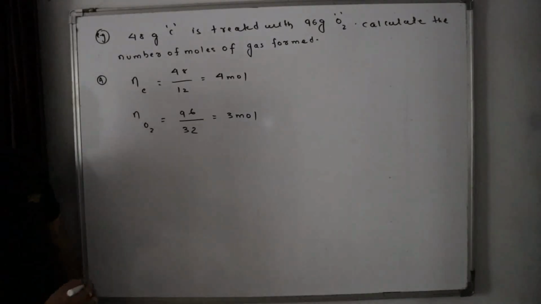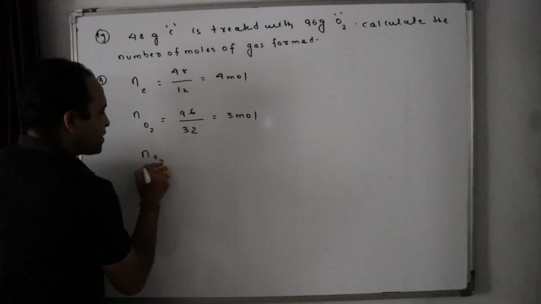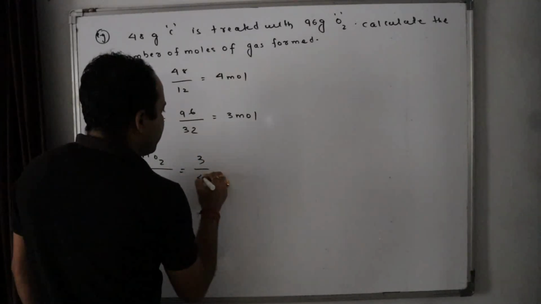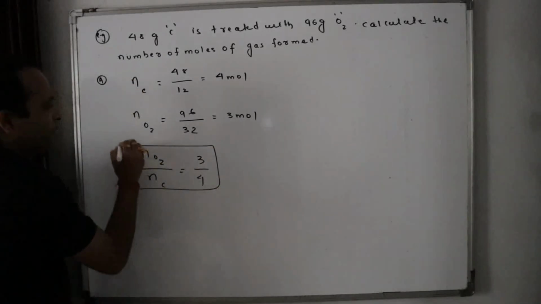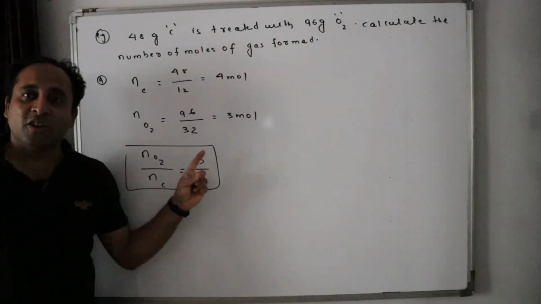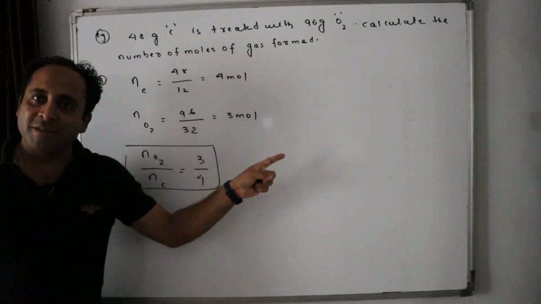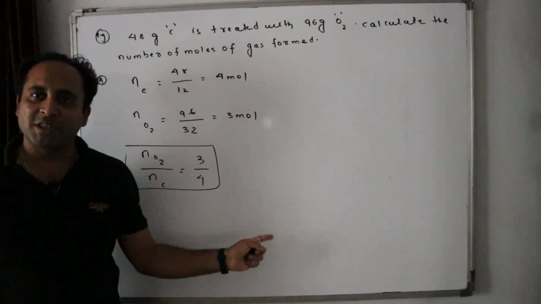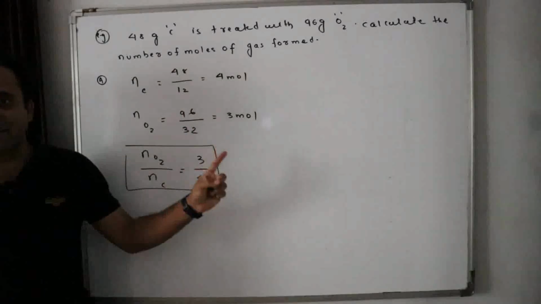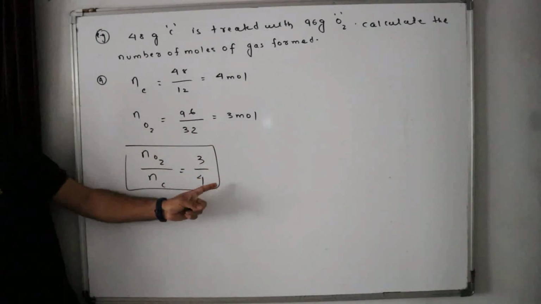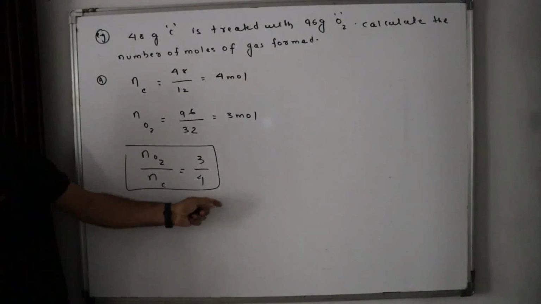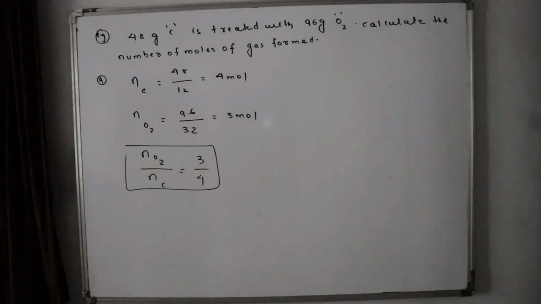Is it the number of moles of oxygen by the number of moles of carbon? How much? 3 by 4. 3 by 4 means not greater than 1, and greater than 1 by 2, less than 1. That means here there is a chance of formation of carbon monoxide and also carbon dioxide. Listen carefully. Now how can I calculate?